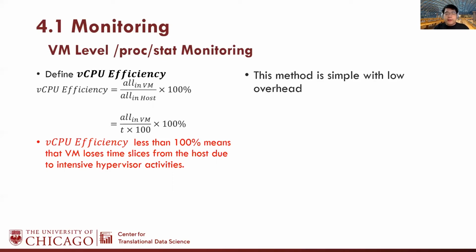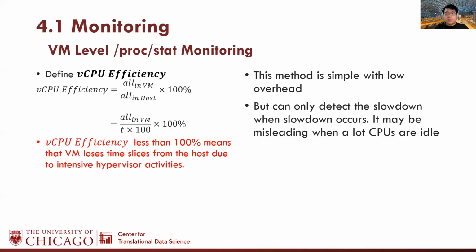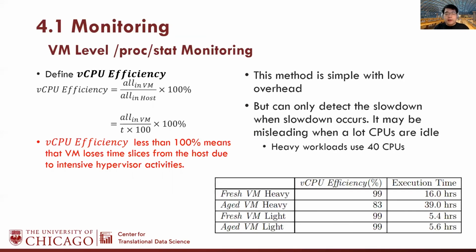As in the table, heavy workloads use 40 CPUs, and the light workloads use 8 CPUs. And we run them on fresh VM and aging VM. And we can see that the difference for heavy workloads is obvious, but for the light workloads, execution time increased a little bit on the aging VM, but the efficiency remains high.